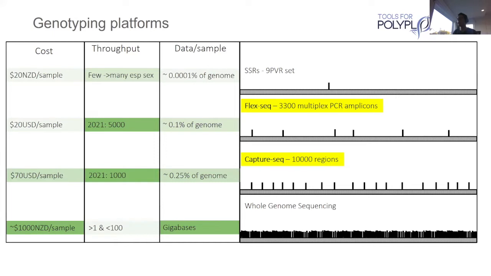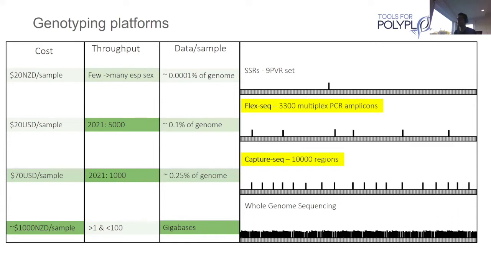Historically, we've used a lot of SSRs. I'm not really looking into their use at all. They've actually been very successful in kiwifruit, which is a highly polyploid organism. However, we're looking to more modern NGS sequencing techniques. We have whole genome sequencing for quite a few of our more important specimens, but obviously this is very expensive and not applicable when sequencing hundreds or even thousands of samples.